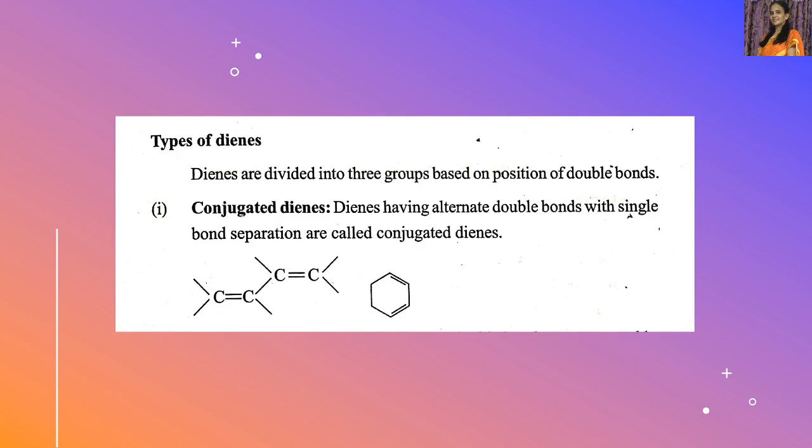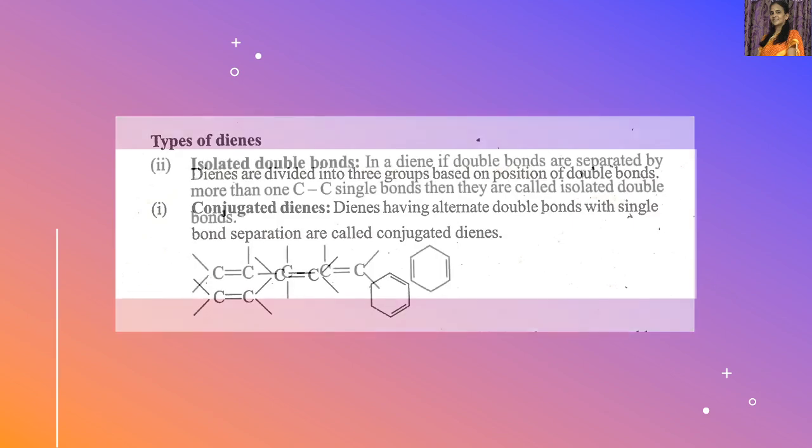Now this is a cyclic example, conjugated diene. So this is the cyclohexadiene. This is cyclohexa, 6 carbons, di means 2, ene means double bonds. So cyclohexadiene. These are the examples for conjugated dienes.